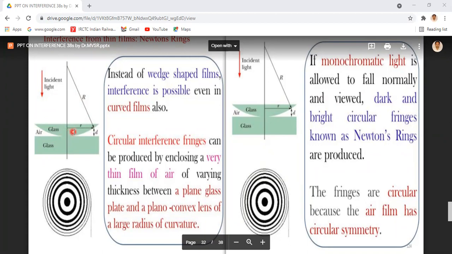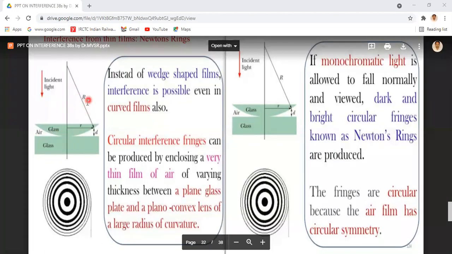How can you define the radius of curvature of this plano convex lens? We also have to calculate the formula for this radius of curvature, because in our physics lab we have the Newton's rings experiment, in which the aim is to determine the radius of curvature of the given plano convex lens. The upper surface is a plane surface and the lower surface is a curved surface. So what is the formula for radius of curvature?